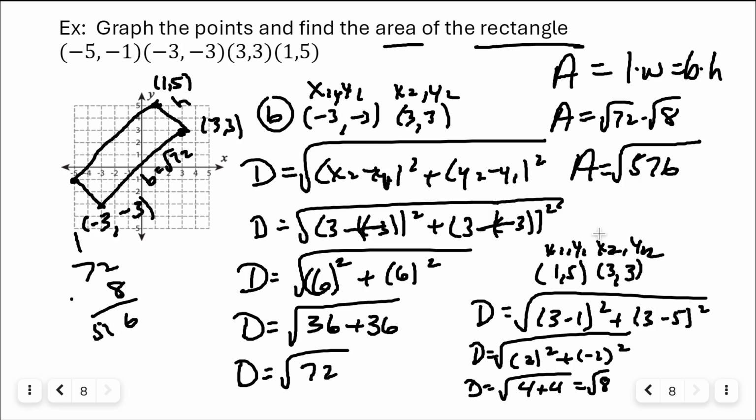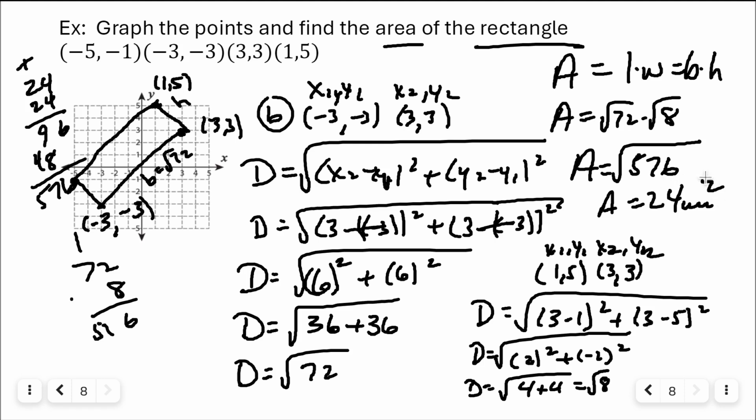Okay, now the square root of 576, I think it's 24. It's either 24 or 26, because I think we did it on a bunch of slides ago. 8, 4, yeah, 576. So the square root of 576 is 24. So that is my area, 24 square units for this rectangle.